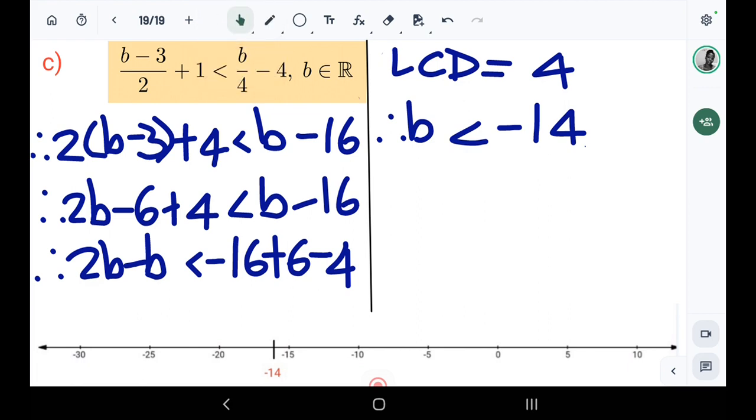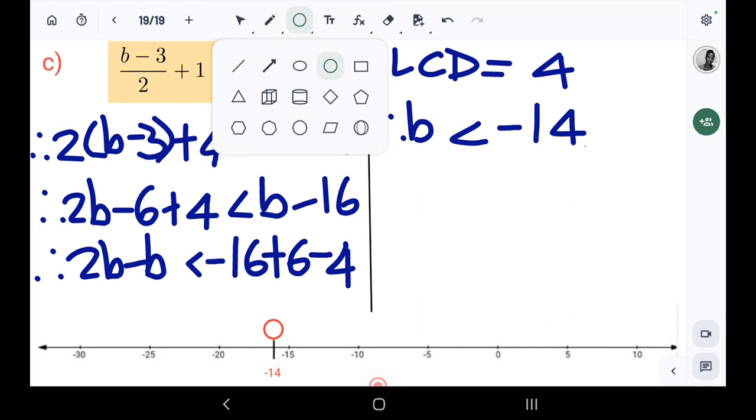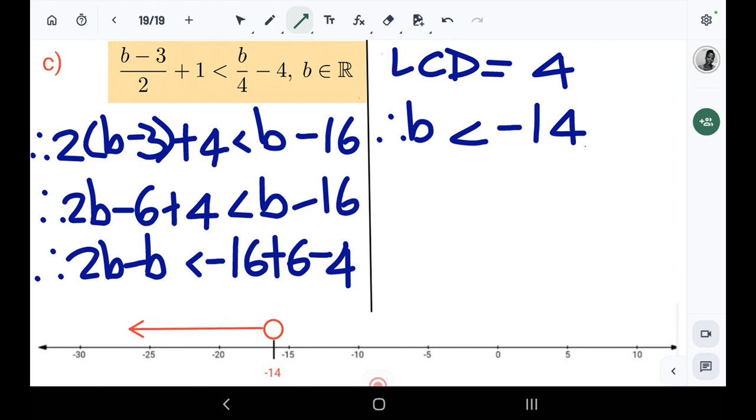Now, the answer is b is less than negative 14. And we're dealing with all elements of real numbers, so that makes life so much easier. Real numbers include everything, including negative numbers with the fractions and everything, so all is included. Negative 14 is not included though, so we'll put a hollow dot on top of that. B must be less than. So because it is less than, that means the arrow goes towards negative infinity. And that is how you represent that on a number line.